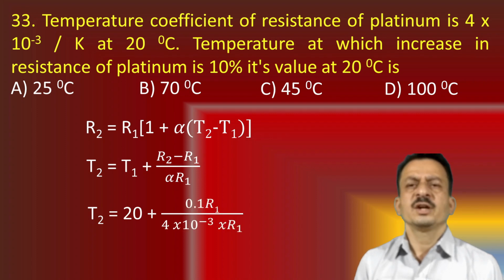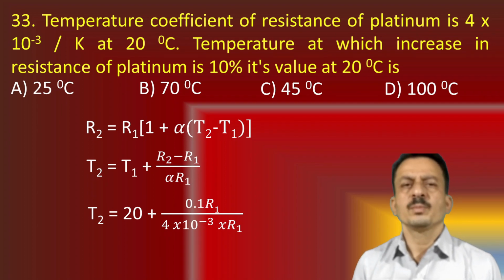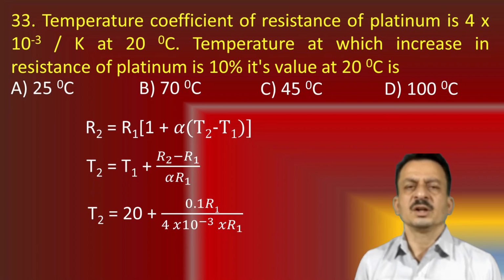Okay. Now in that manner we have substituted. Temperature T1 is given 20 degree plus R2, we have taken 10% of R1, it is 1.1 minus R1.